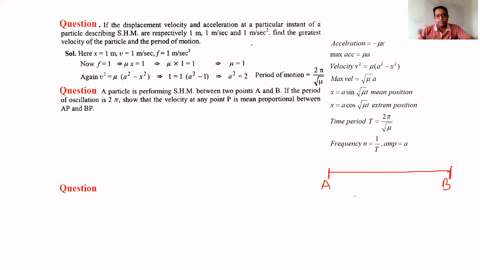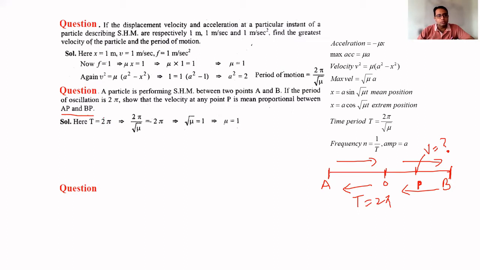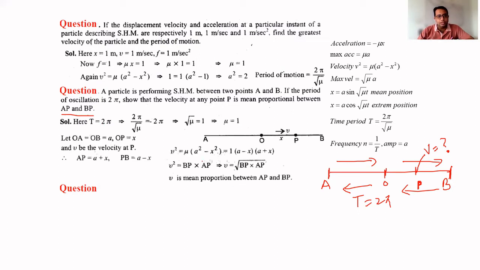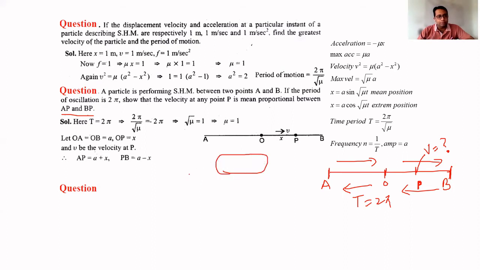And period of the oscillation, that means capital T, is given to be 2 pi, and whatever be the center of the motion. So the time period T 2 pi is for these, to cover these 4 equal distances. Show that velocity at any point P. So velocity at any point P, let us suppose P is the point at any instant here. So at this point the velocity will be V, which is mean proportional between AP and BP. So mean proportional means you can see this thing we have to prove. V is equals to square root of BP into AP.